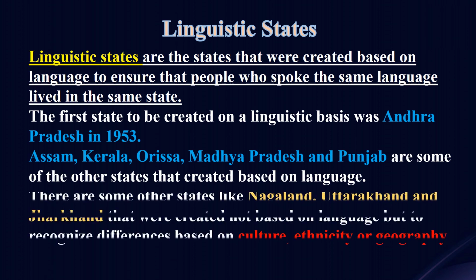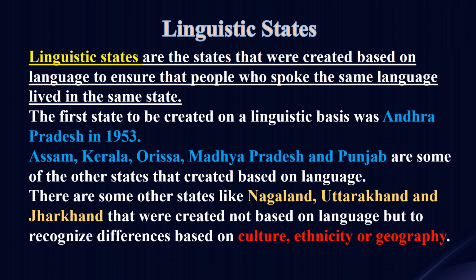There are some other states like Nagaland, Uttarakhand and Jharkhand that were also created, but they were not created based on language. They were created to recognize the differences based on culture, ethnicity or geography.